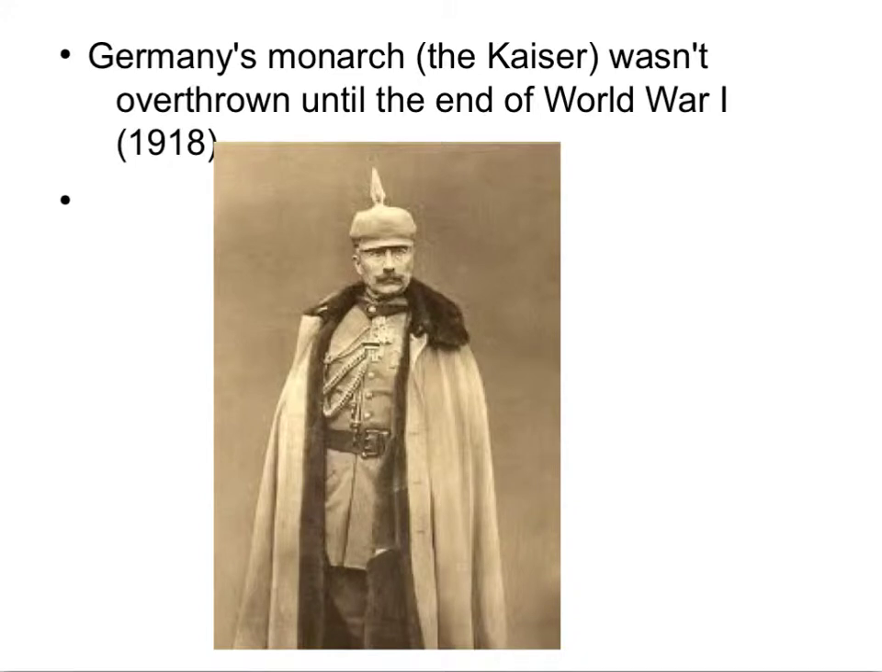But the different countries of Western Europe weren't always on the same timetable. So Germany's monarch, who was called the Kaiser, actually grew in power and became more autocratic, so more controlling of his country, of his empire, really, up until 1918, when he was overthrown or had to step down at the end of World War I.